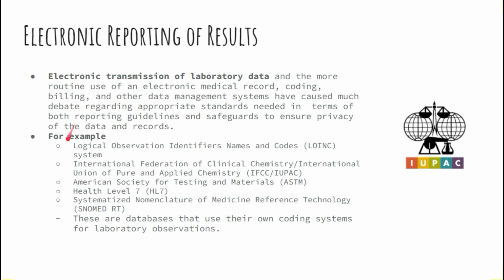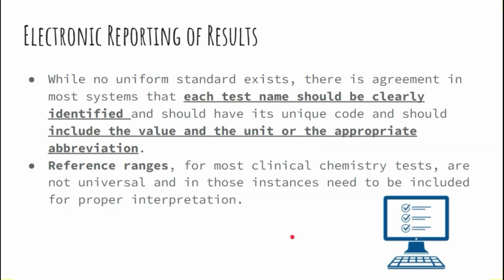So good examples of databases that use their own coding system for laboratory observation. We have Logical Observation Identifiers Names and Codes. And then ito po yung isa sa mga pinakakilala, the IFCC and IUPAC, International Federation of Clinical Chemistry and International Union of Pure and Applied Chemistry. We also have the ASTM, HL7, SNOMED-RT, the Systematized Nomenclature of Medicine Reference Terminology. So these are again databases that use their own coding system for laboratory observation.